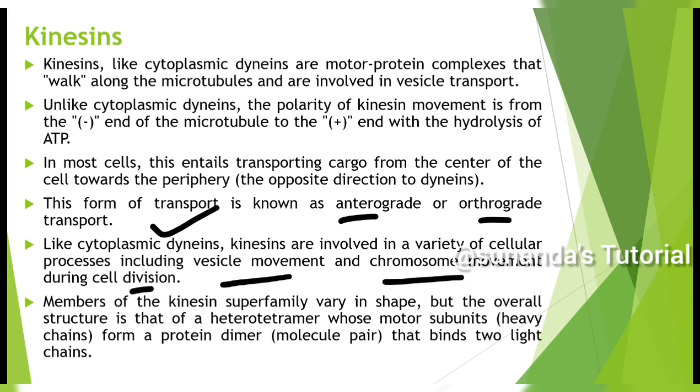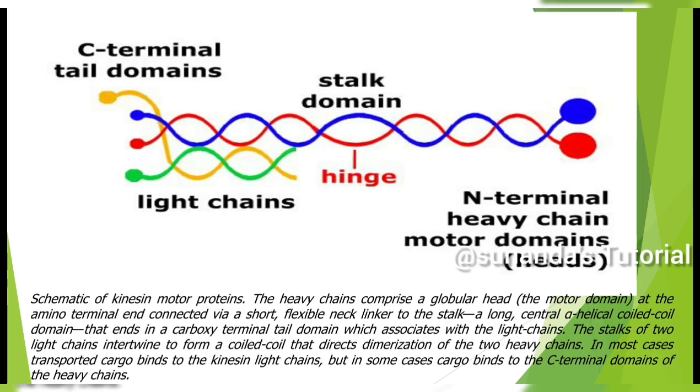Members of the kinesin superfamily vary in shape, but the overall structure is that of a heterotetramer whose motor subunits or heavy chains form a protein dimer that binds to two light chains. So they have heavy chains and two light chains. Okay, so overall it is a heterotetramer like this. This is the structure of the kinesin motor protein.